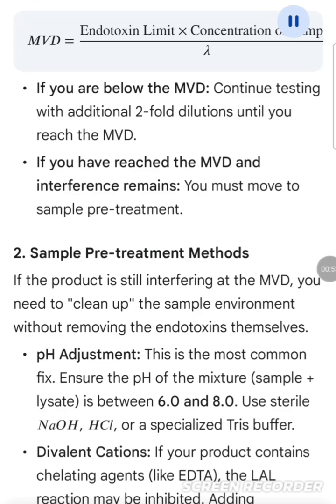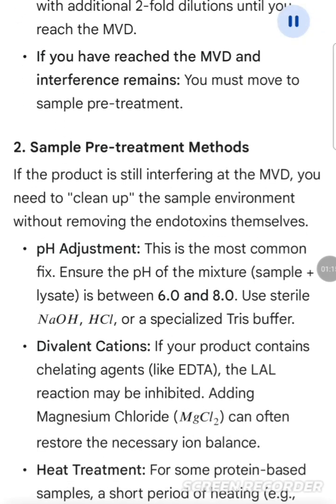2. Sample pretreatment methods. If the product is still interfering at the MVD, you need to clean up the sample environment without removing the endotoxins themselves. pH adjustment. This is the most common fix. Ensure the pH of the mixture, sample plus lysate, is between 6.0 and 8.0. Use sterile NaOH, HCl, or a specialized tris buffer.